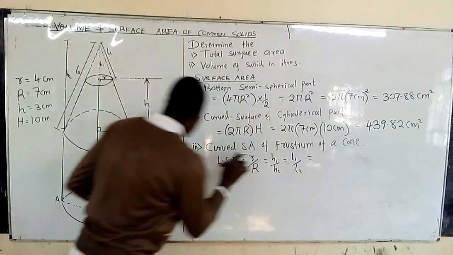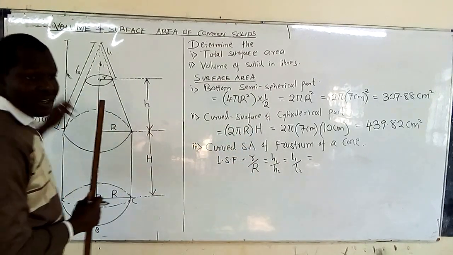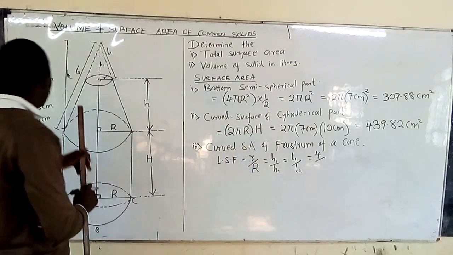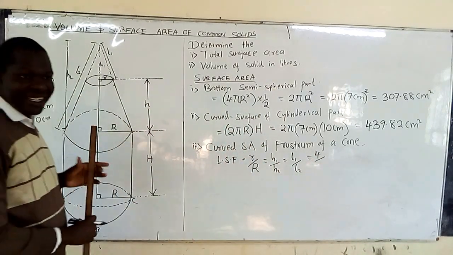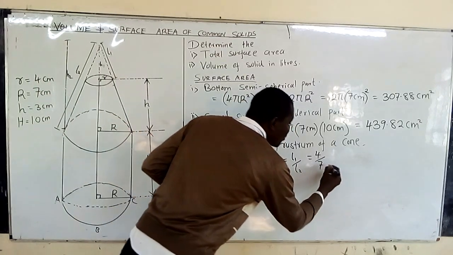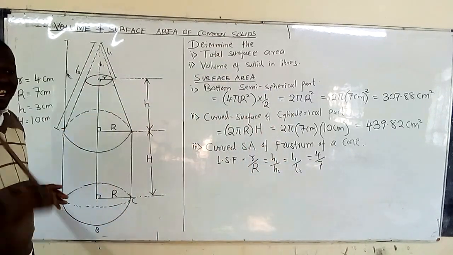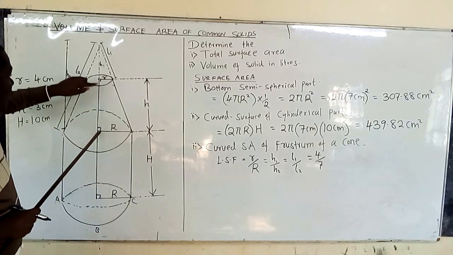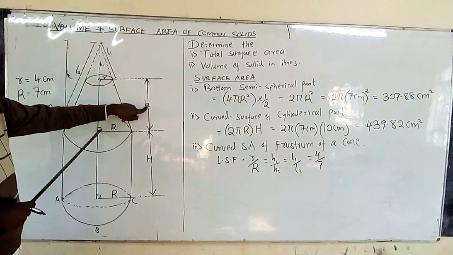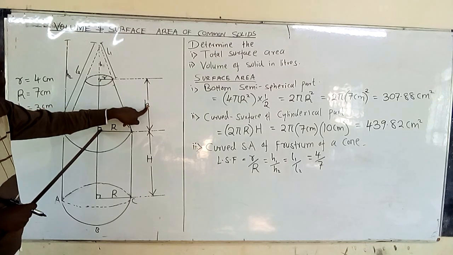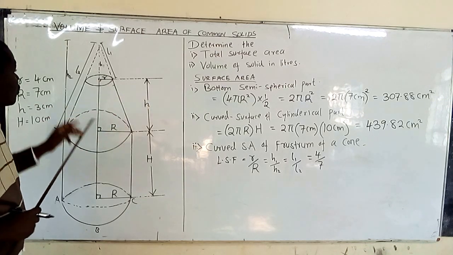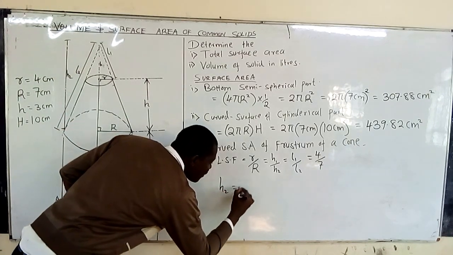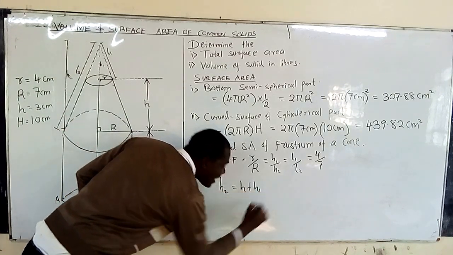So you have small r is what? 4 centimeters, isn't it? Then it is over big R, which is what? 7 centimeters. So you see from there, you have the linear scale factor, isn't it? Now you see, you've been given from here to here to be small h, isn't it? So what is H2? If you look at H2 there, what is H2? H2 is that small h plus H1.